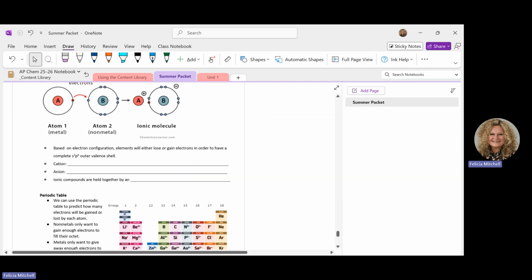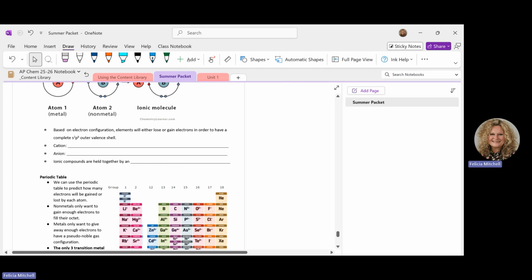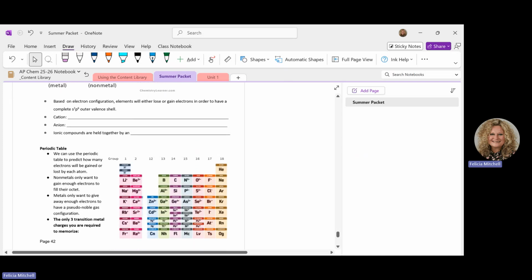Now, you can look at an electron configuration to determine if an element wants to gain or lose electrons. The whole thing here is that we want that outer shell, the S's and the P's, to have an octet, or to have 2 in the S's and then have a full P with 6 to get 8 total.